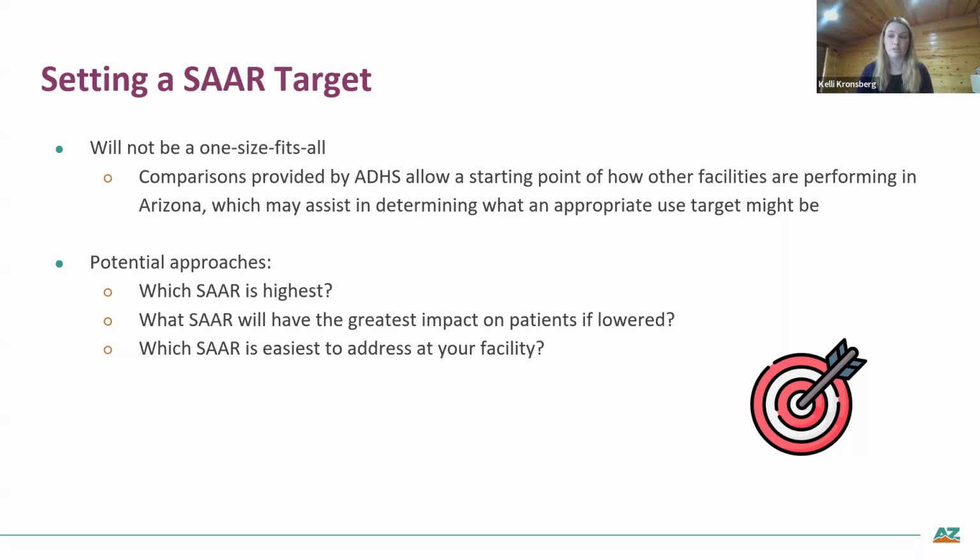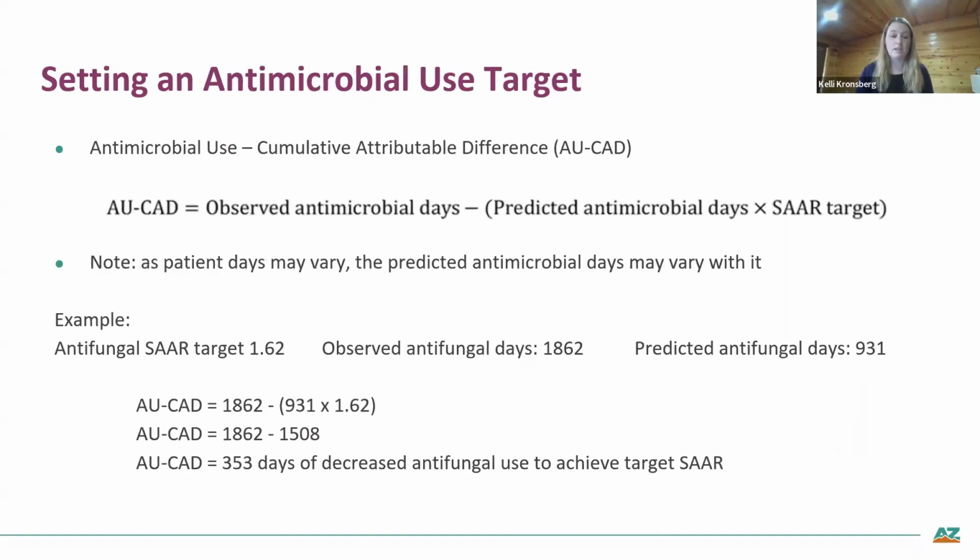So just some thoughts as you're considering it. There is a calculation that you can consider called the Antimicrobial Use Cumulative Attributable Difference, or AUCAD. This is essentially the observed days, keep in mind that SAR is in the past, minus the predicted days times your new SAR target. And I really want to emphasize that you're looking retrospectively here.